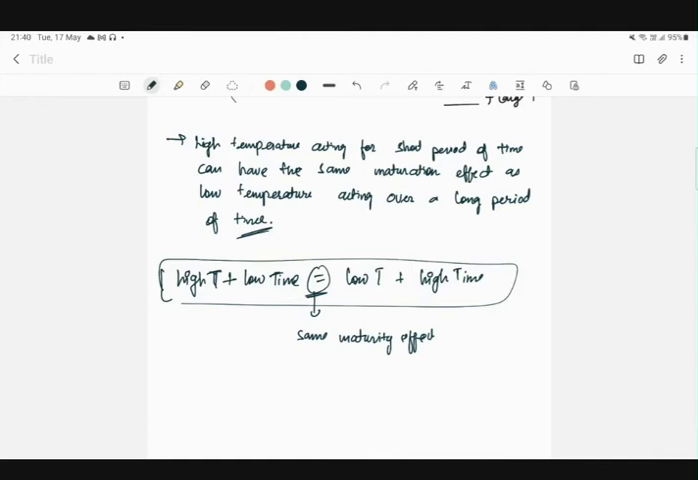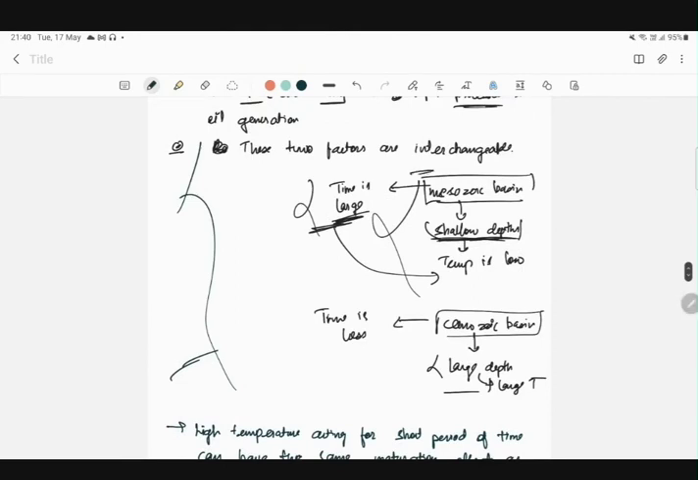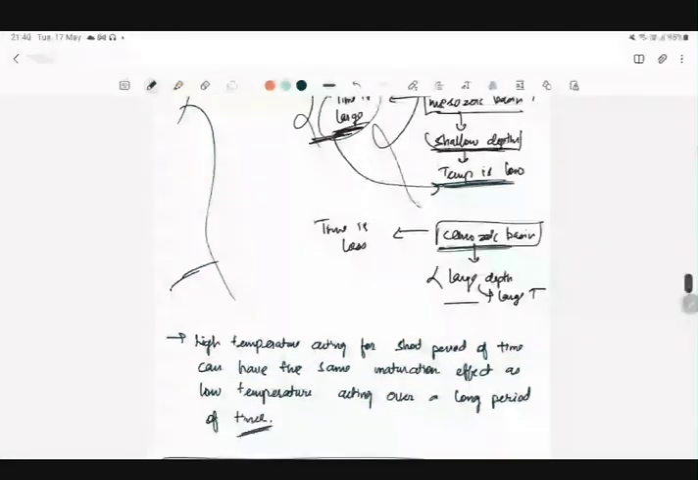Sir, last point is not clear. Same maturity effect. Like I said, for a Mesozoic basin, time is large. So even if the temperature is low, the oil can mature. But for a Cenozoic basin, time is less because Cenozoic is recent. That's why a large temperature is required for generating oil.